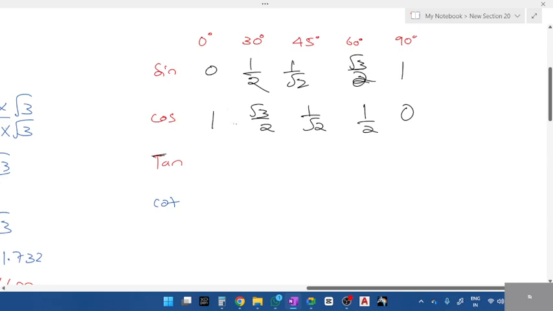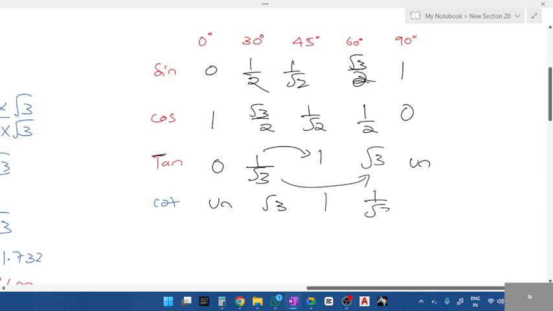Tan is just, what's the quotient formula we have studied? Sine by cos, right? So divide 0 by 1 is 0. But don't do it like this to memorize. After 0, you have to get 1 by root 3. Then this 1 you'll write as numerator, and the denominator root 3. Clear? Then undefined. Cot will be the opposite of that: undefined, root 3, 1, 1 by root 3, 0.